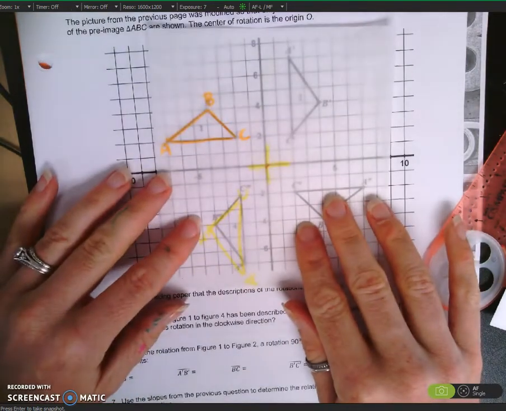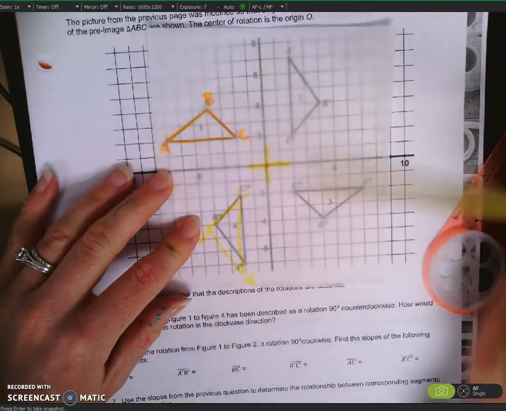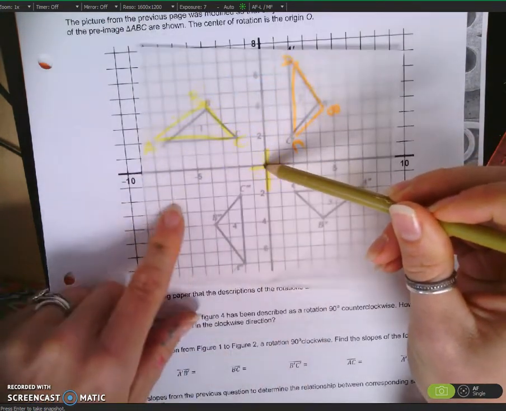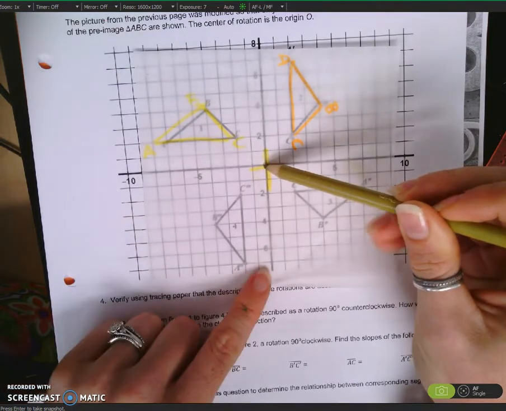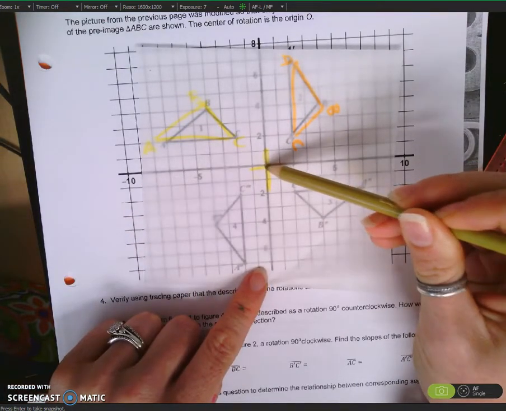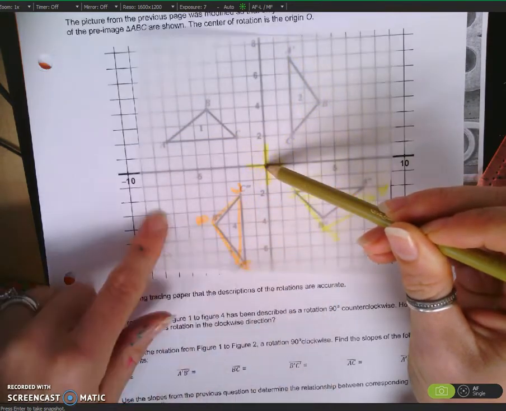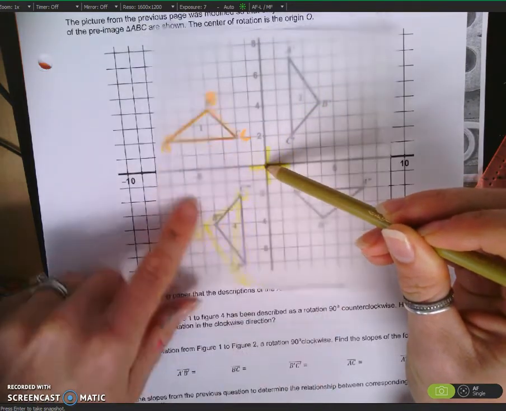I'm going to start on my pre-image, use my pencil at my center of rotation, and go 90 degrees. The way I know it's 90 degrees is because the X and Y axes should line up again with my cross in the center. ABC, ABC, ABC.